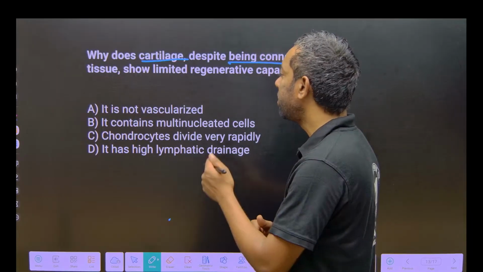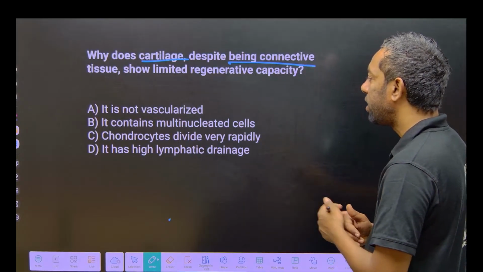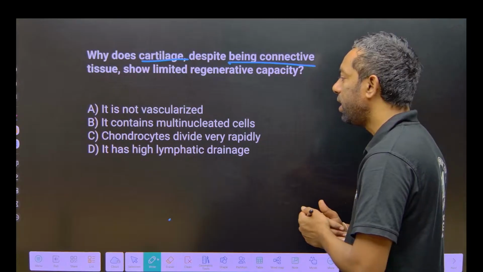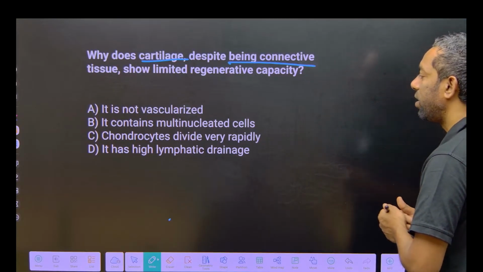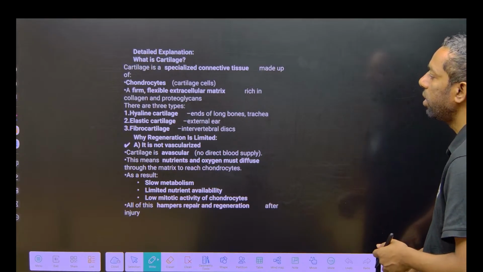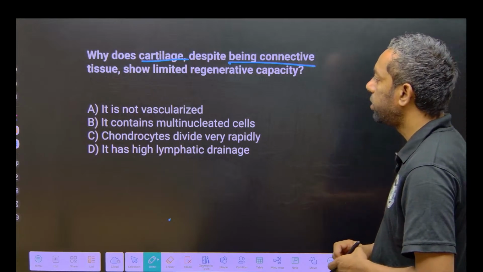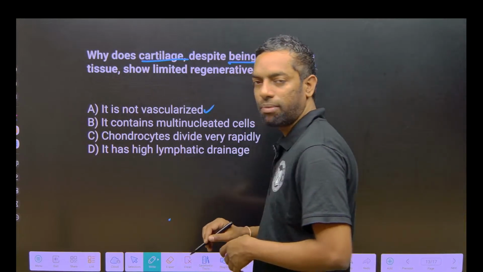The options: it is not vascularized, it contains multinucleated cells, chondrocytes divide very rapidly, it has high lymphatic drainage. Chondrocytes are not vascularized. I am going to explain it.